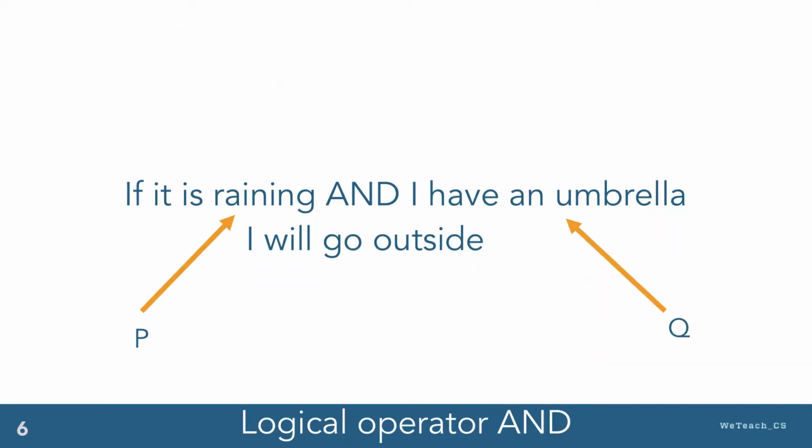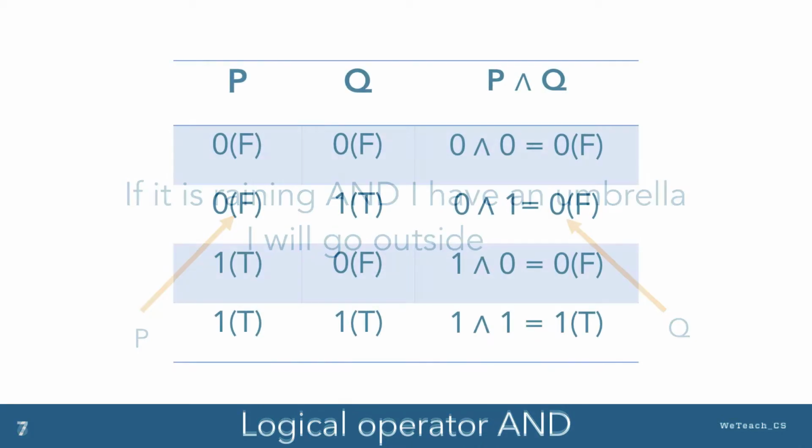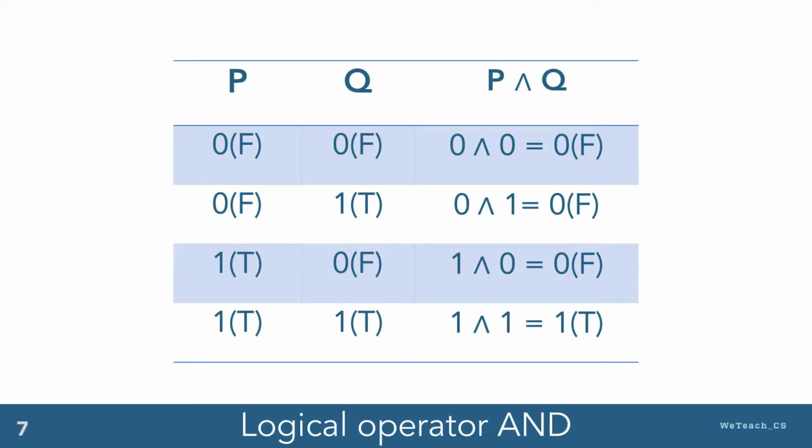Keeping up with our theme of rain, let P be it's raining and Q be I have an umbrella. This example is demonstrating the AND logical operator to combine these propositions. If it's raining and I have an umbrella, I will go outside. Now, let us look at this truth table to see how Boolean algebra is performed using conjunction, the AND logical operation. As you can see from the table, there is no difference from the ones we saw when looking at propositions. P conjunction Q is true when both variables are true.